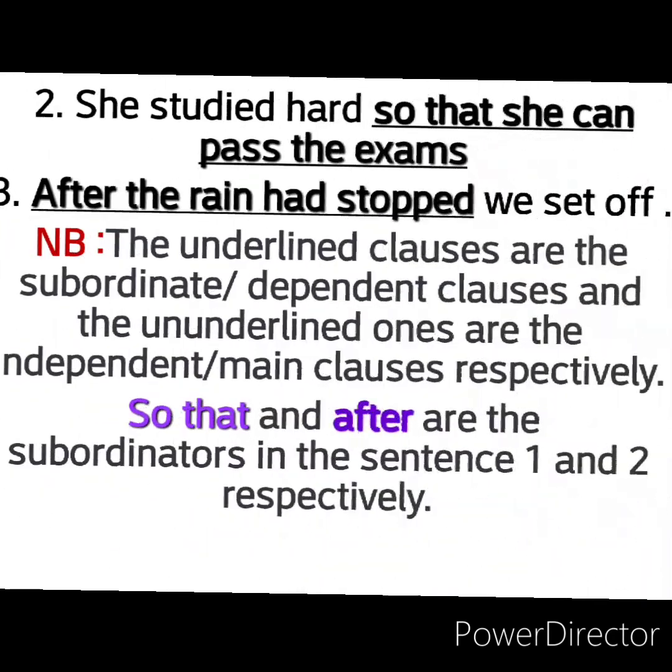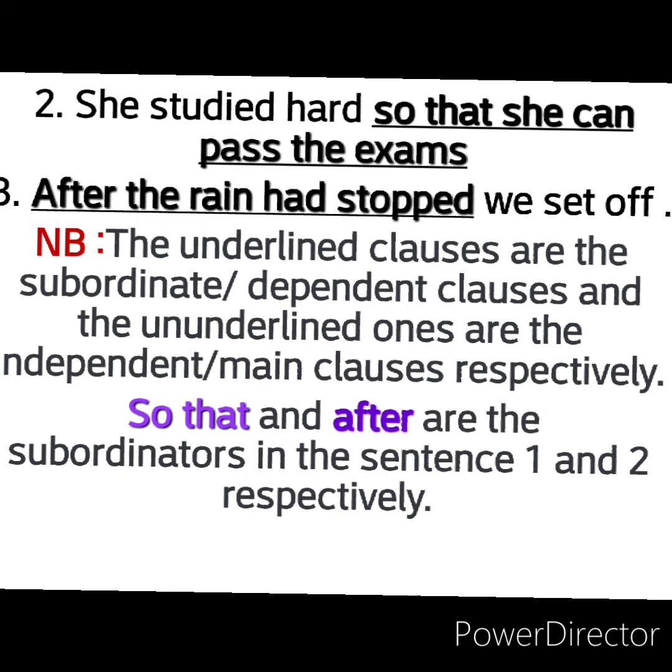Example 2: She studied hard so that she can pass the exams. Example 3: After the rain had stopped, we set off. Note: the underlined clauses are subordinate or dependent clauses. If you say something is subordinate, it means that it's dependent. The underlined clauses are subordinate clauses, and the ununderlined ones are the independent or main clauses.